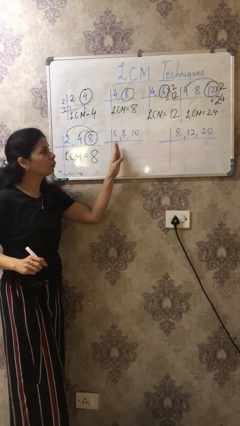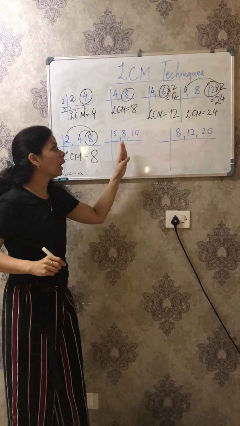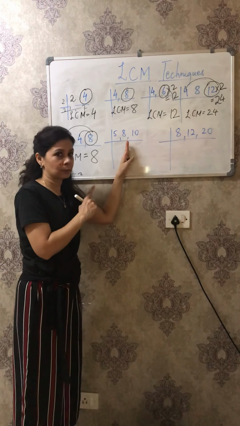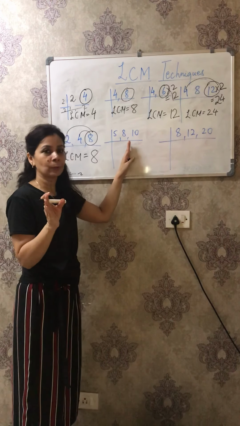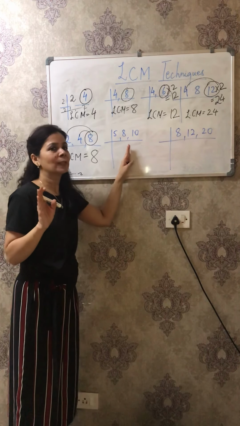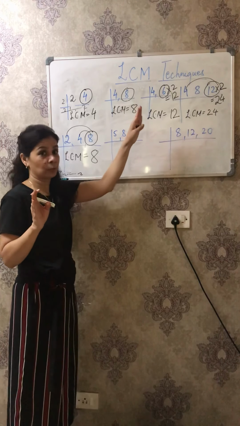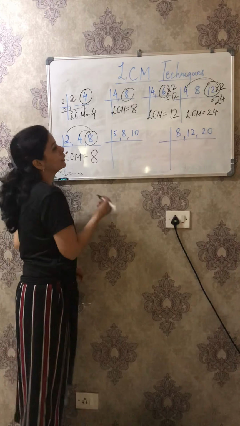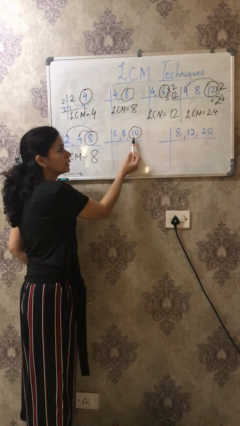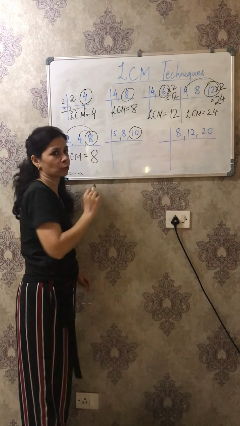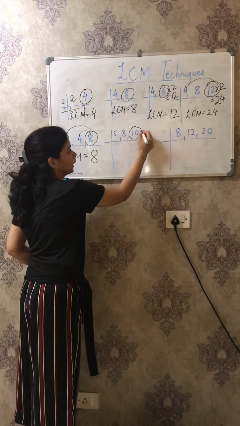Okay, now come to 5, 8, 10. Now I want you to try this sum on your own. Pause the video and try whether you can find the LCM by this method, not by the usual method. Okay, I am telling you the biggest number is 10. Now see whether this 10 is divisible by 5 and 8 or not. No, it's not divisible. Go to the next multiple.